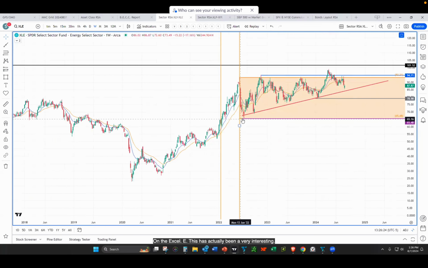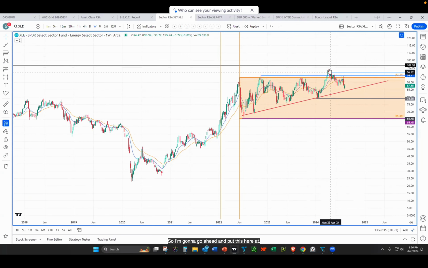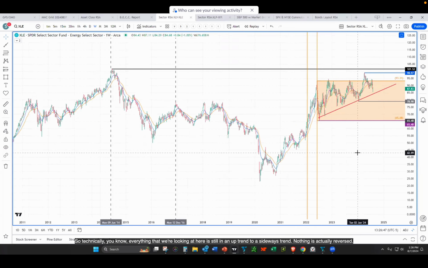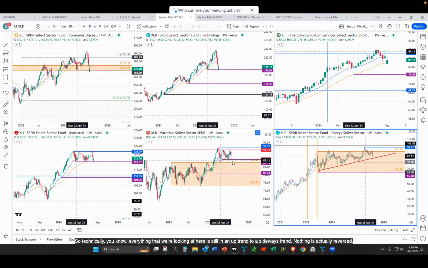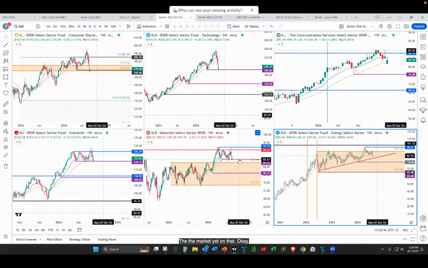On the XLE, this has actually been in a very interesting consolidation. You can see that we've had some higher lows here. We've had some relatively equal highs. We did break out of that back in April. So I'm going to go ahead and put this here at 98.97. But the key swing low that you want to watch for the XLE is 78.98. Okay. So technically, everything that we're looking at here is still in an uptrend to a sideways trend. Nothing has actually reversed the market yet on that.